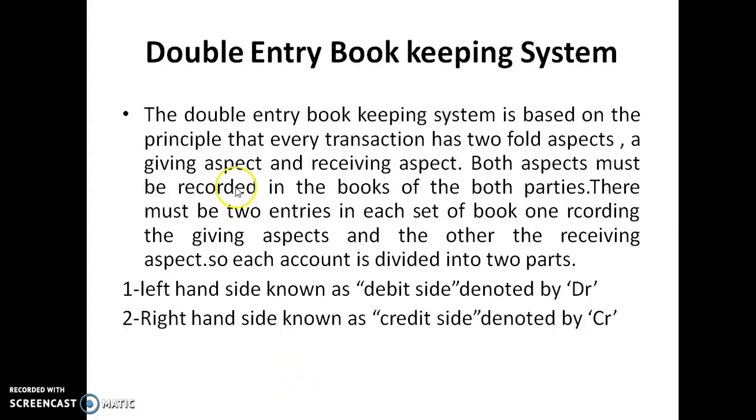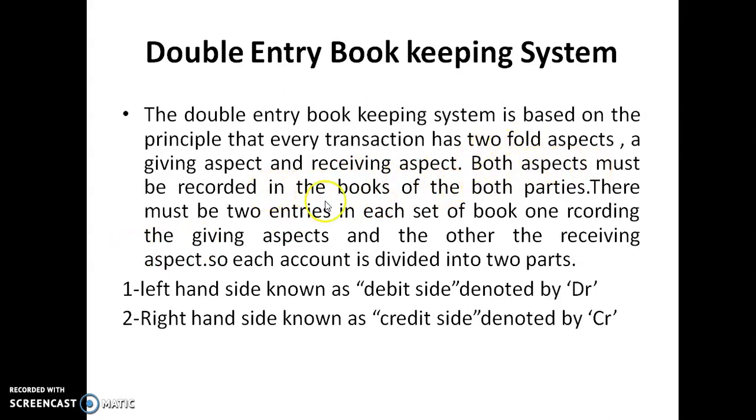Now we are going to see the double entry bookkeeping system. The double entry bookkeeping system is based on the principle that every transaction has twofold aspects, a giving aspect and a receiving aspect. It means when I transfer money to others, my account will be debited and the other party's account will be credited. One transaction should affect two accounts, and that is called two aspects.